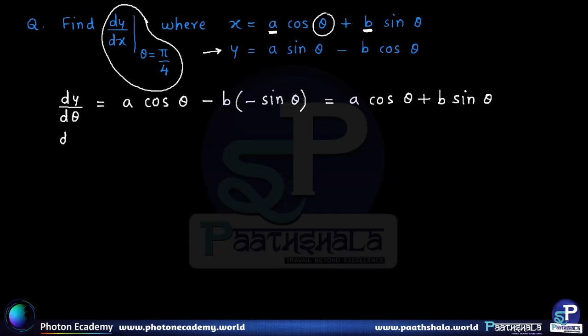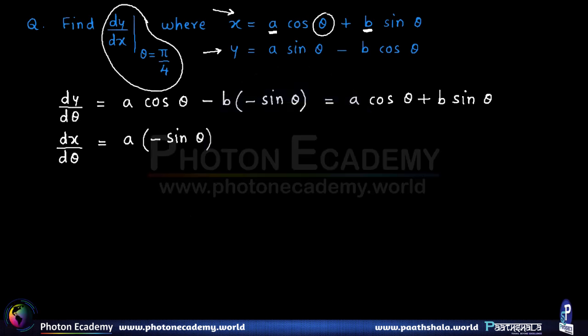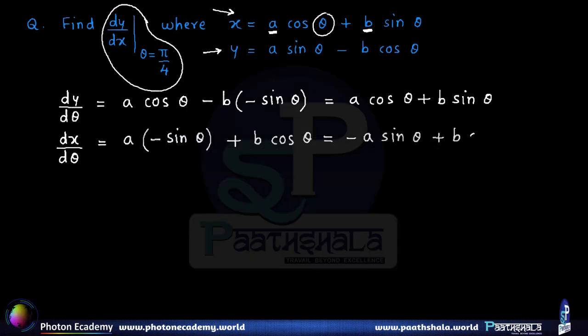Similarly, let's find out the derivative of x with respect to theta. Now x is given by a cos theta, so the derivative will be a into the derivative of cos, which is minus sine, plus b into the derivative of sine, which is nothing but cos, so that will be b cos theta. So just to rewrite that, it is minus a sine theta plus b cos theta.